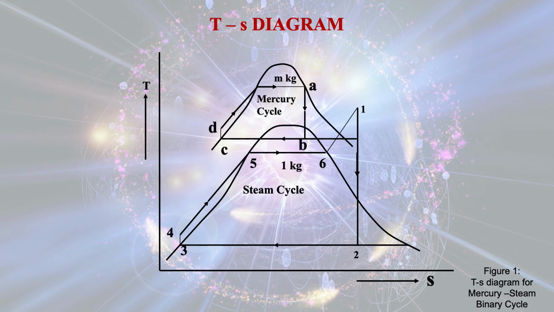So work done by the mercury turbine is equal to m multiplied by (HA minus HB). But the work done by the steam turbine for this case is equal to H1 minus H2, since we are considering 1 kg of steam circulating at the steam cycle and m kg of mercury is circulating through the mercury cycle. Now the pump work for the steam cycle is from state 3 to state 4. So pump work for the steam cycle is equal to H4 minus H3, whereas the pump work for the mercury cycle is m multiplied by (HD minus HC).